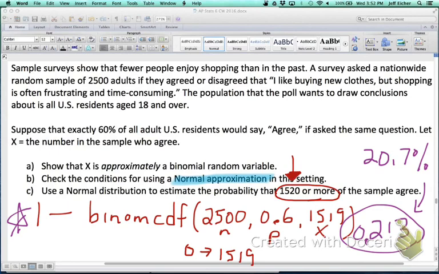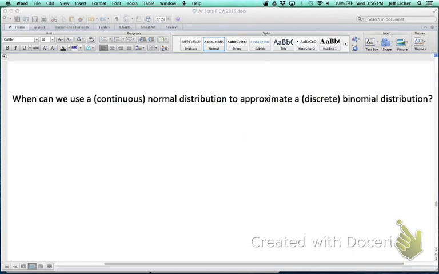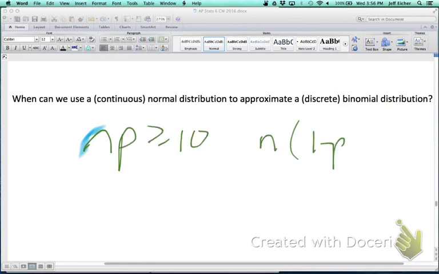So to summarize, something that's important, if we go to the bottom of the page, when can we use a continuous normal distribution to approximate a discrete binomial distribution? And that was our conditions: n times p is greater than or equal to 10 and n times 1 minus p is greater than or equal to 10. If these are true, then you will have a roughly normal distribution, and you can use that normal curve to approximate that.